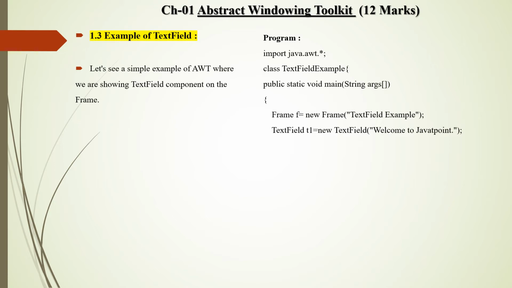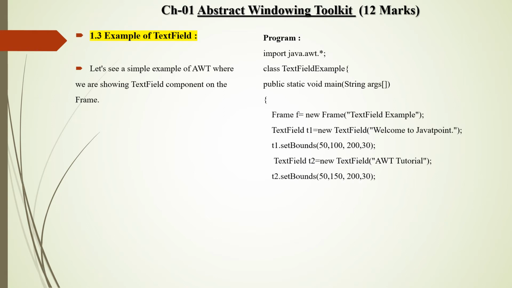Then we set the position of the text field by the method setBounds. Then we create another text field t2, and in text field 2 the string "AWT tutorial" is displayed. Then again we set the position of the second text field by the method setBounds. Then we add both text fields into the frame. So the code for this is f.add, and pass the objects of the text fields, that is t1 and t2.